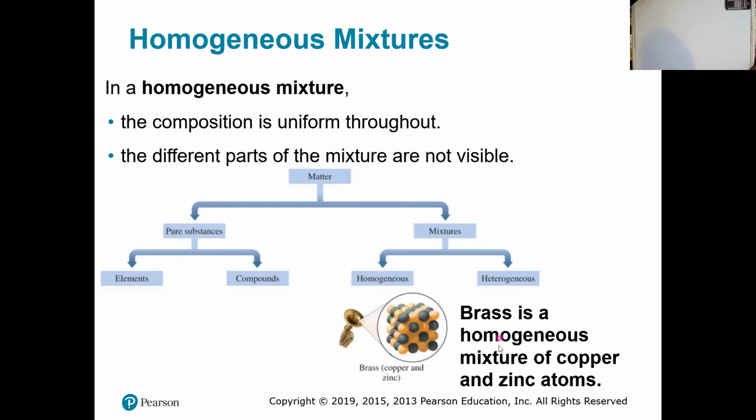Brass is another example of a homogeneous mixture. In this case, it's a solid homogeneous mixture, but the brass is actually made up of copper and zinc atoms that have blended together to make this alloy, okay, which is a homogeneous solid solution or solid mixture.